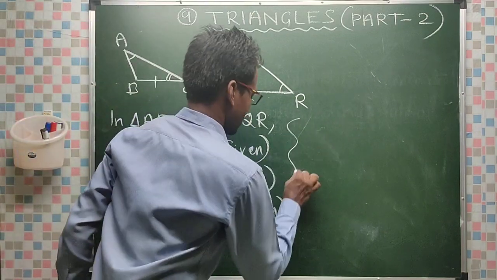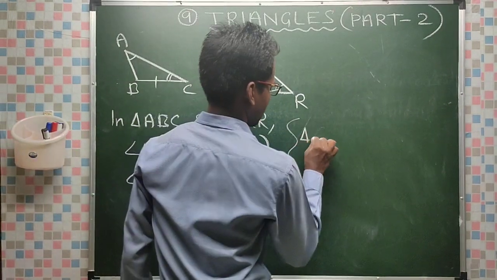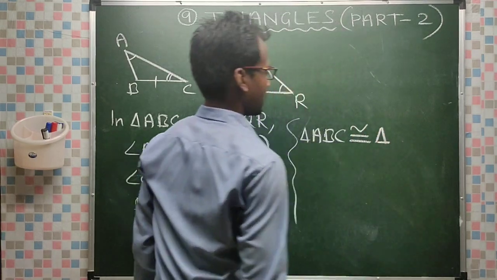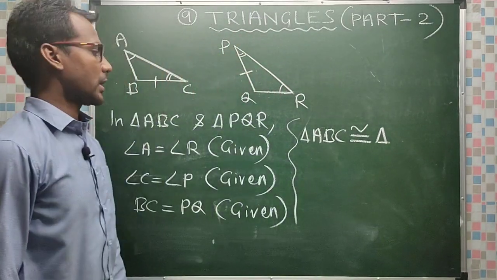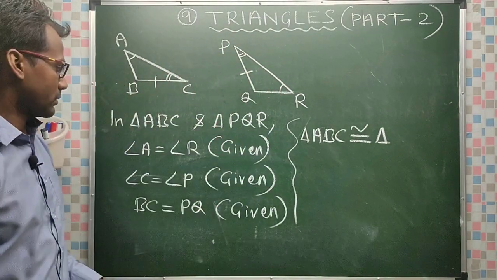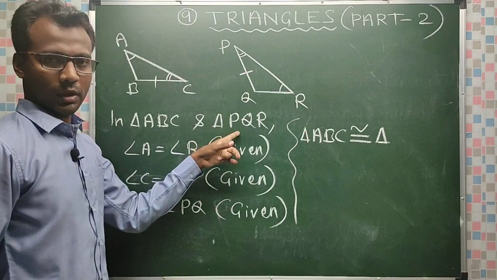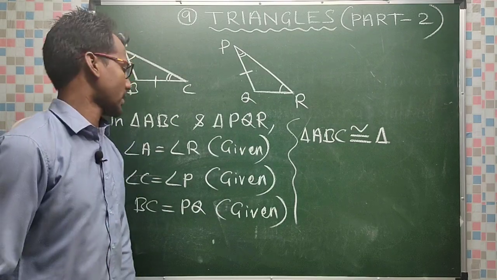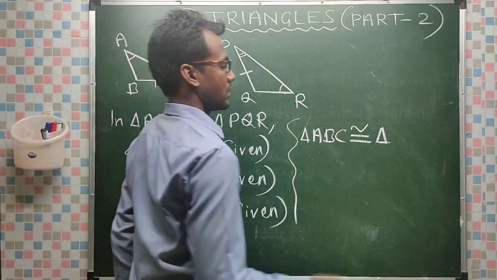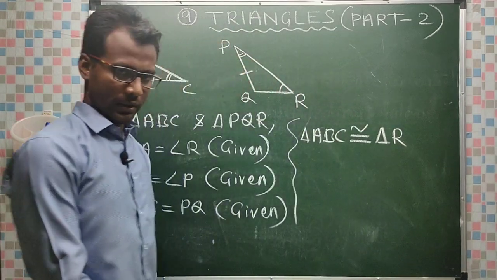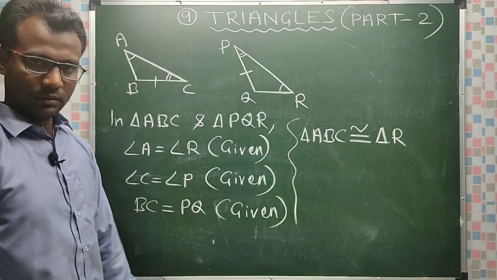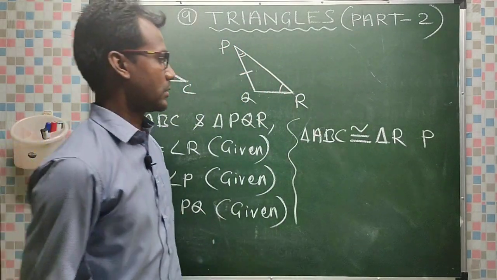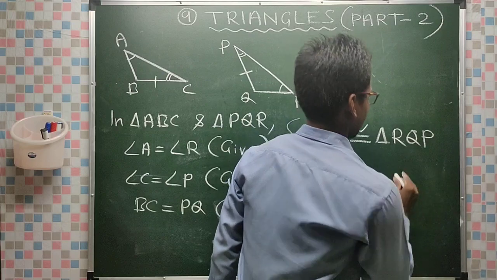Now let us find the order. Triangle ABC is congruent to... randomly you cannot write. Here you cannot write randomly. When you have angles, don't move to sides. A is equal to R, A first, so R first. C is equal to P, C last, so P last. So which is the last option? Obviously Q.